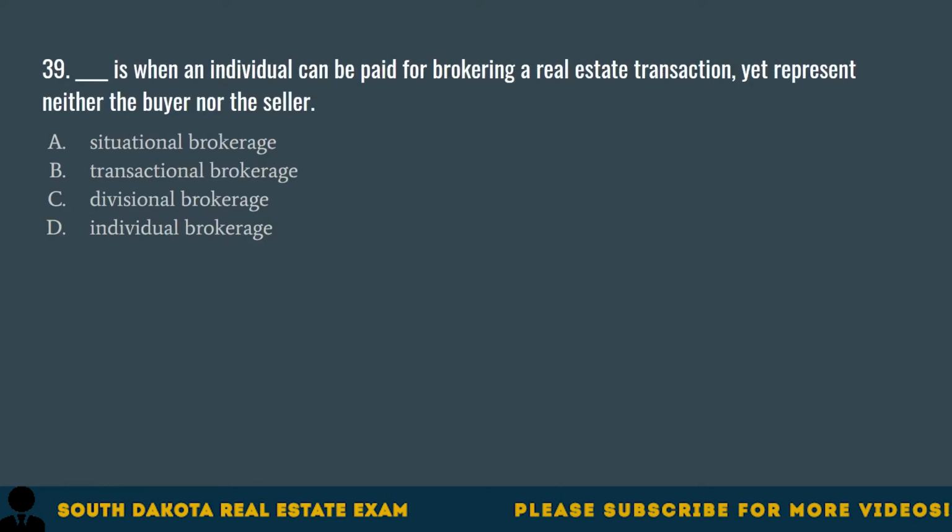Question 39. Blank is when an individual can be paid for brokering a real estate transaction, yet represent neither the buyer nor the seller. A. Situational brokerage. B. Transactional brokerage. C. Divisional brokerage. D. Individual brokerage. The correct answer is B.